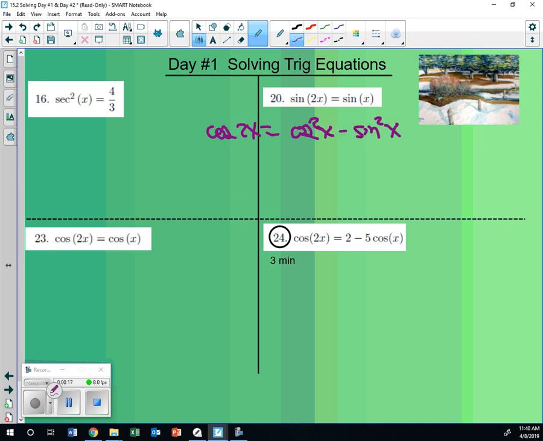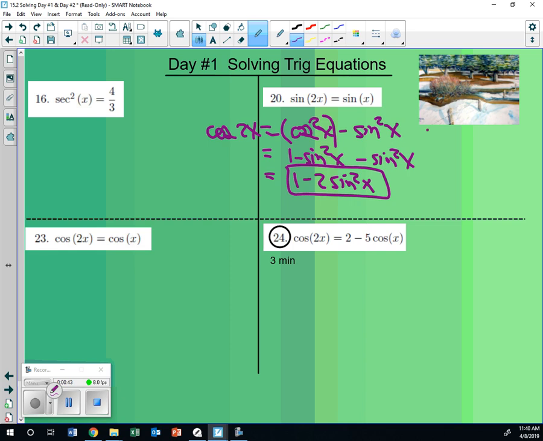Well, somewhere along the line, somebody told you the Pythagorean theorem: 1 minus sine squared x is equal to cosine squared x. So the alternate form of cosine squared minus sine squared is 1 minus 2 sine squared. And I wrote it up there in green: 1 minus 2 sine squared.